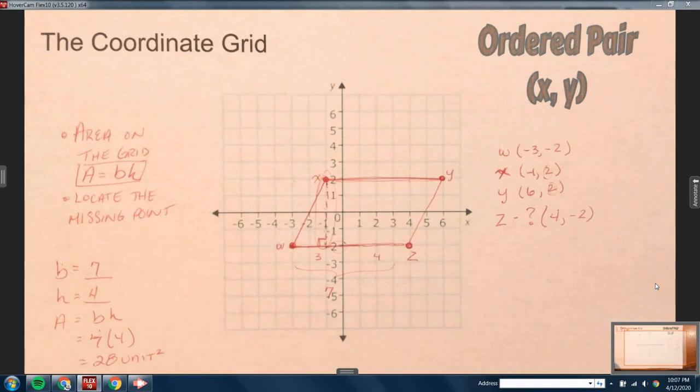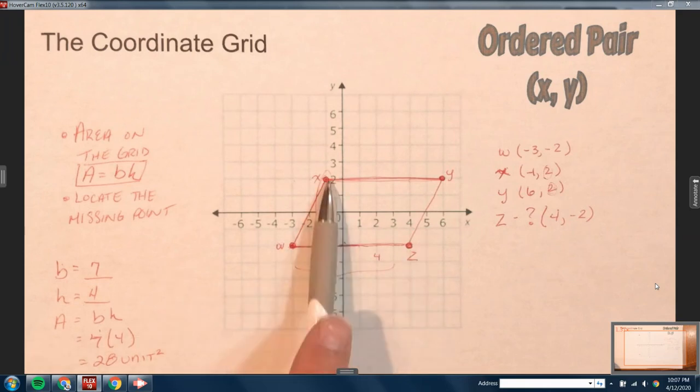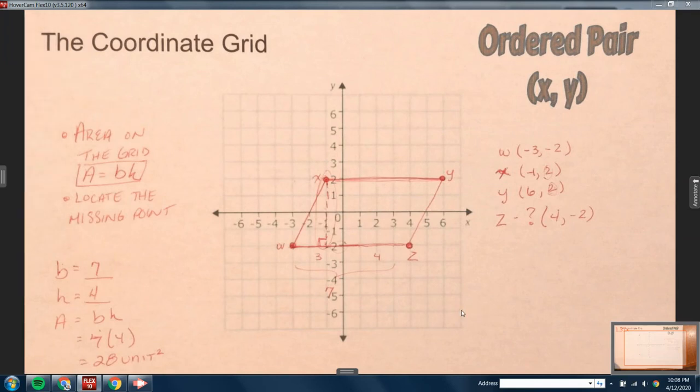Okay, so that's a real quick look at how we could plot a parallelogram on the coordinate grid, and how we can use the grid lines to determine the area of that particular parallelogram.